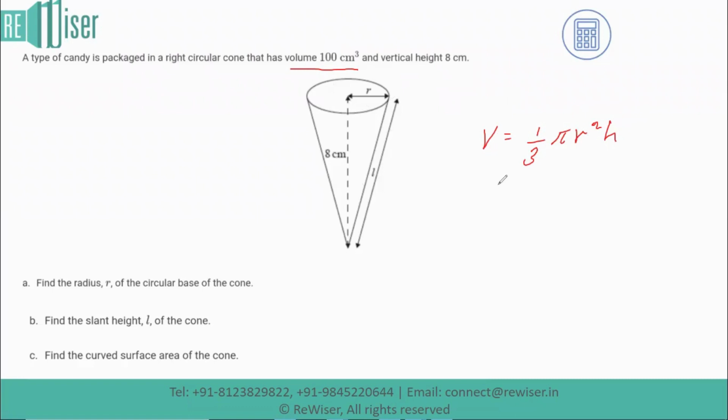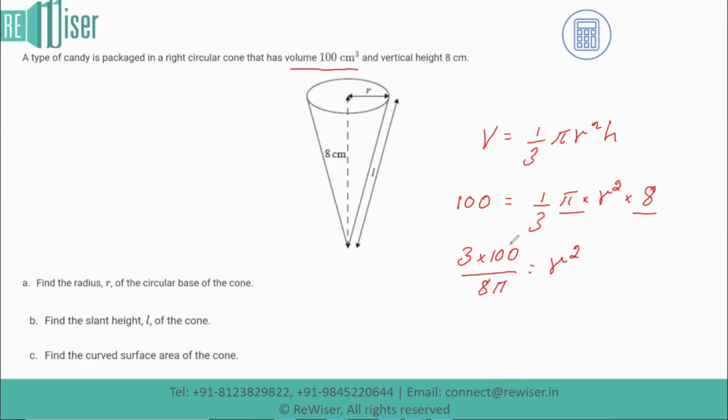So the volume of the cone is given as 100 cm³. So 100 equals 1/3 times π times r, which is unknown and which we need to find out, r² times the value of h, which is 8. When 3 goes to the other side, and π and 8 get divided, it would be 3 times 100 divided by 8π, and this is equal to r².